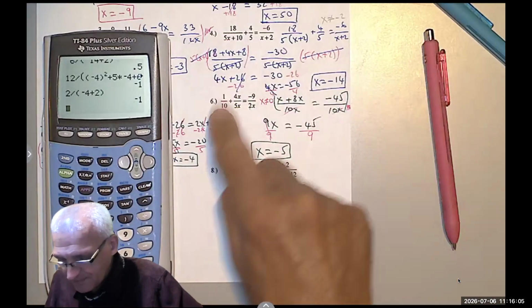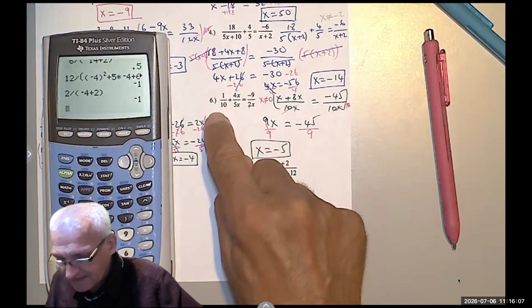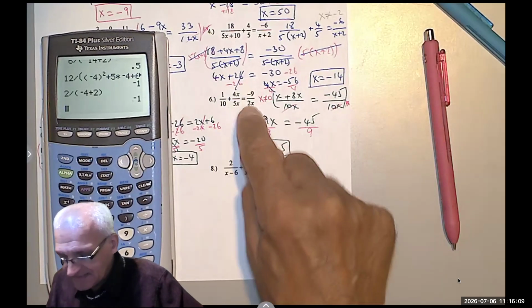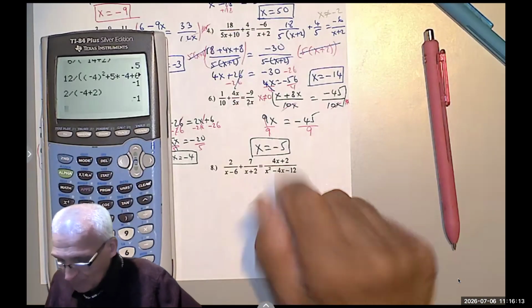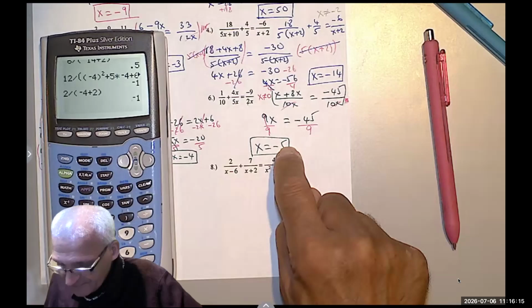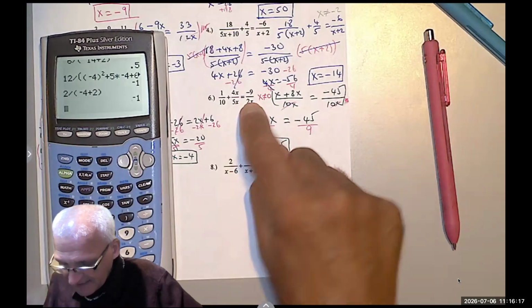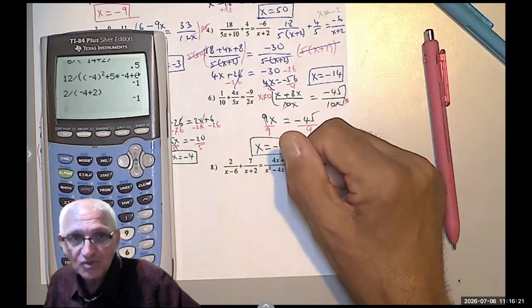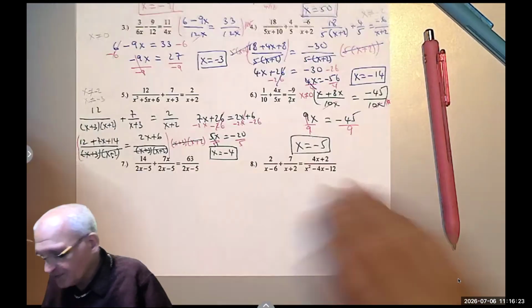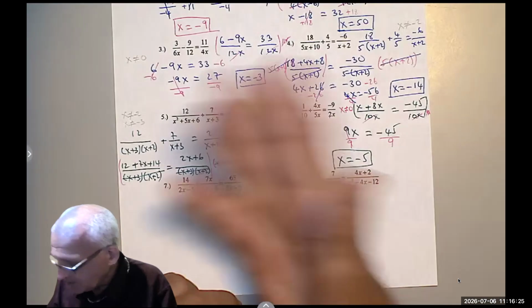So 1/10 plus 4/5 is 1/10 plus 8/10 is 9/10 or 0.9. If x is negative 5 times 2 is negative 10, negative 9 over negative 10 is 0.9. So this can be checked quickly without a calculator if you want.